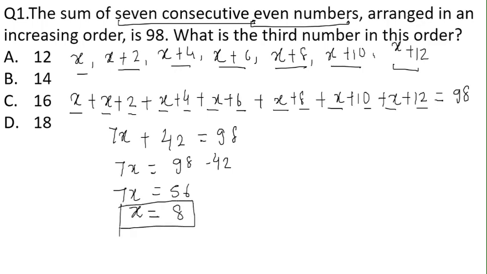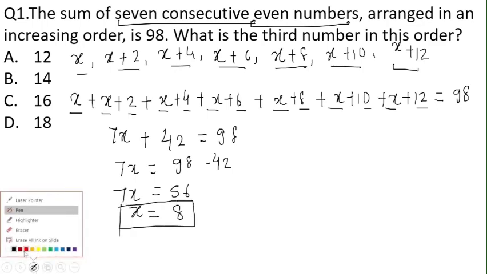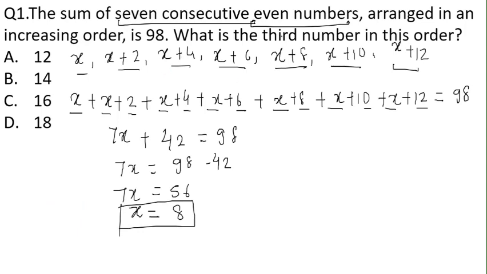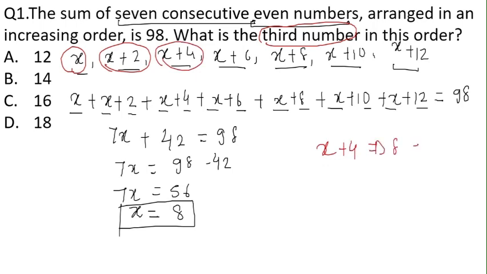Okay, now we got the value of x. We can simply find the value of the third number in this order. What is the third number here? This is the first number, this is the second number, and the third number is x plus 4. Hence x plus 4 is equal to 8 plus 4, this will give me 12. So the third number in this particular order is option A, that is 12.